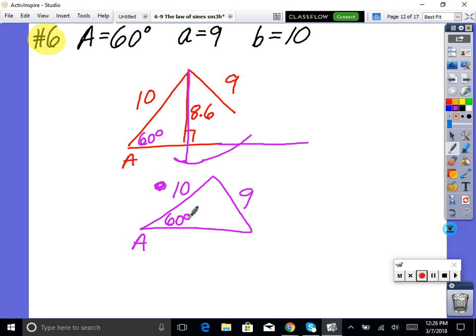And then if you were to go, you're right, starting right down here. And then if you were to click there, there's your other one. So this is angle A, this is 60, this is 10, this is 9.